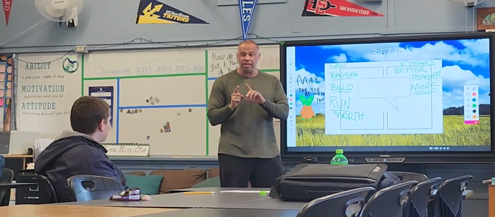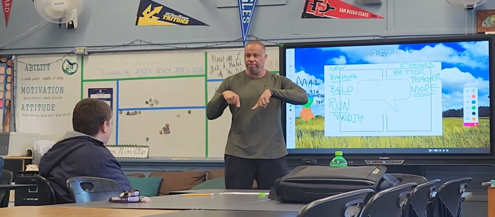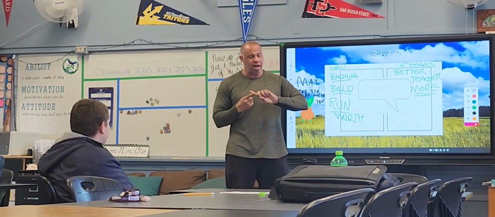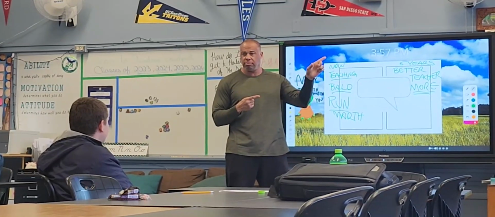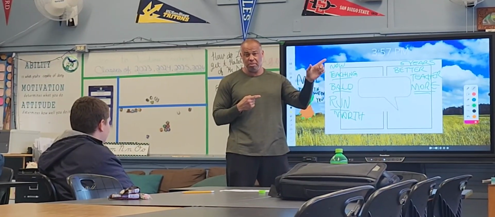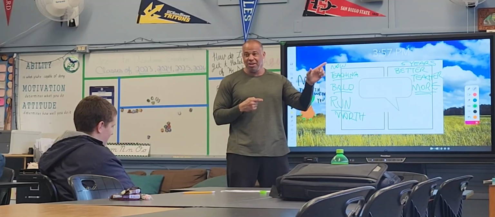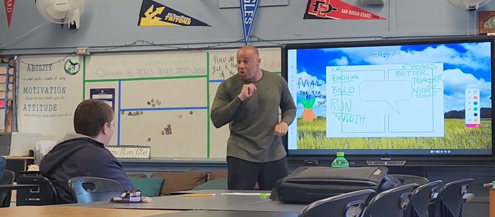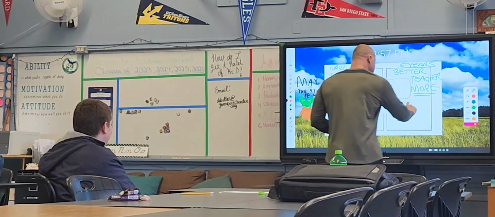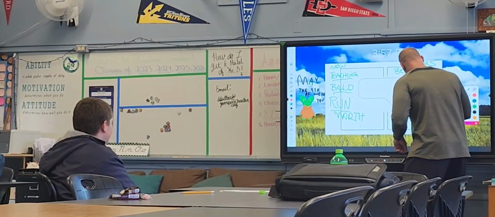So let me give you an example. We're right here at Gompers, right? 26.5 miles would be to Del Mar. Do you think I could run from here to Del Mar? You don't have to answer that, I'll answer for you. No. So that's 26.5 miles, right?